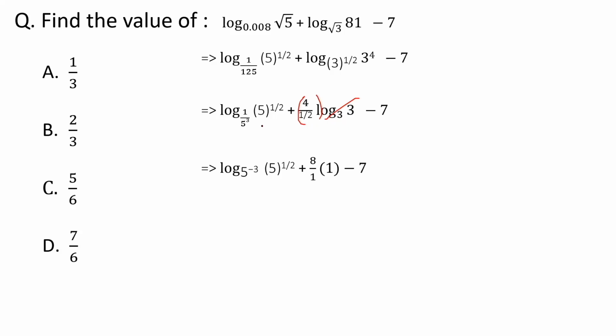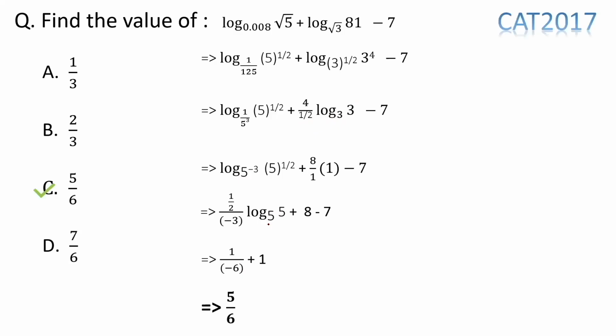And this 1 upon 5 cube we now wrote as 5 raised to minus 3. Now take half and minus 3 both outside, so you'll be left with 1 by minus 6 plus 8 minus 7, ये हो जाएगा 1, and ये तो 1 है ही, log of 5 to the base 5, right? So the answer is 1 minus 1 by 6 or 5 by 6, और ये CAT 2017 question, right? Can you believe it? So simple.